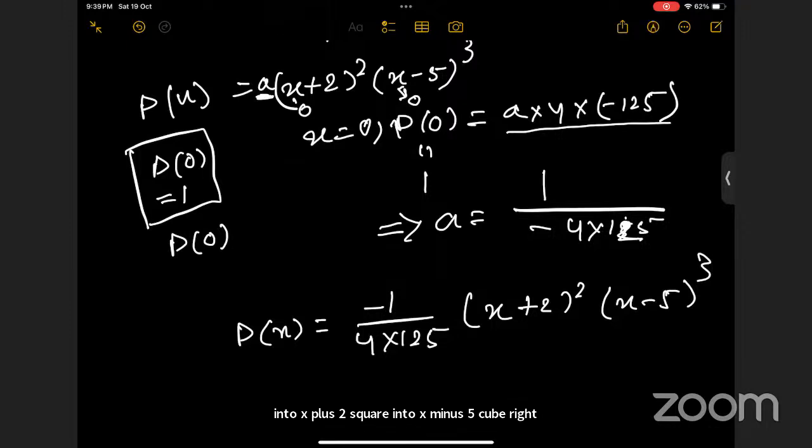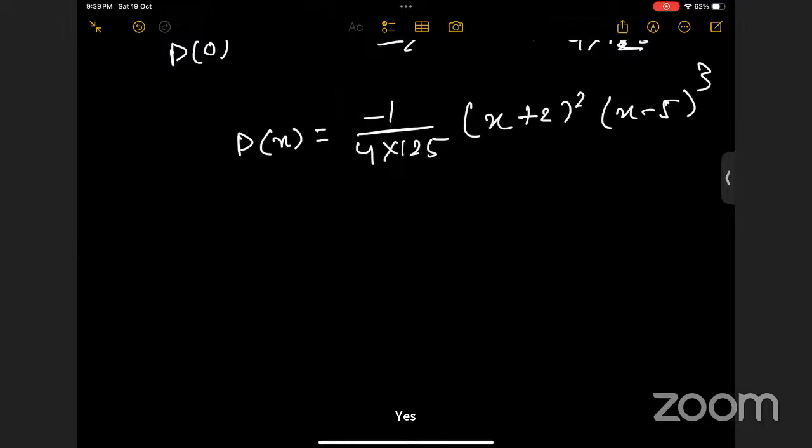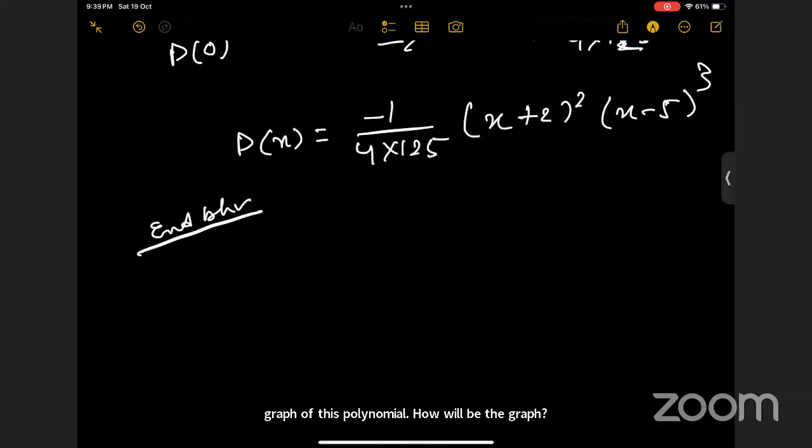Now we can cross check. We have a polynomial. Now suppose we want to draw the graph of this polynomial. How will the graph be? What will be the end behavior? You will tell me. I will not tell this time.